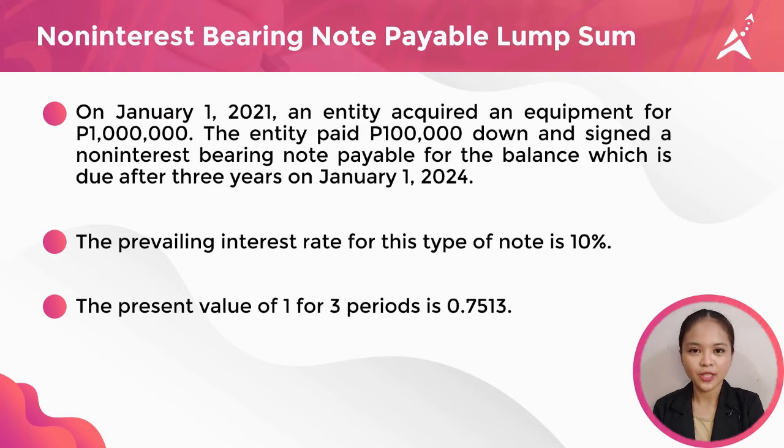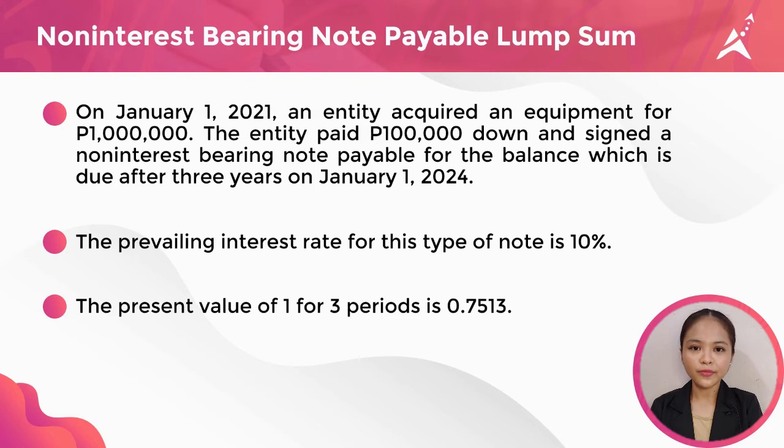So, here's an illustration. On January 1, 2021, an entity acquired an equipment for 1 million pesos. The entity paid 100,000 pesos down and signed a non-interest bearing note payable for the balance, which is due after 3 years on January 1, 2024. There was no established cash price for the equipment. In addition, the prevailing interest rate for this type of note is 10%. The present value of 1 for 3 periods is 0.7513.